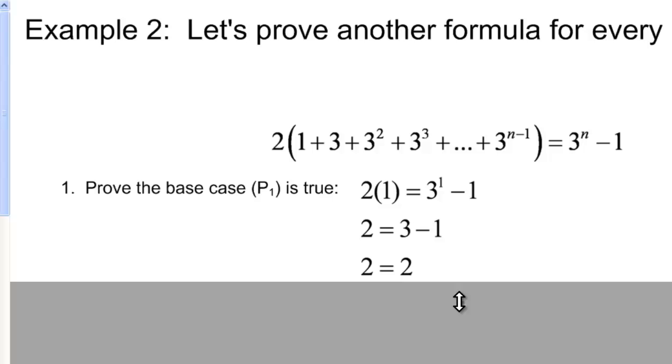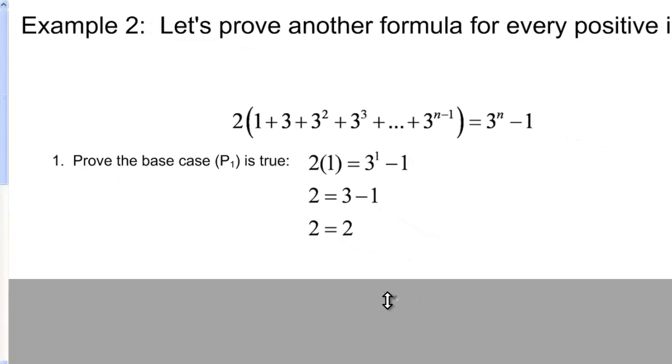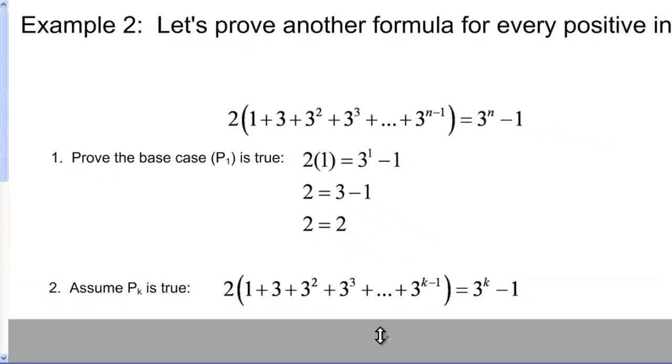The second step of mathematical induction is that we have to show that if we pick any k, any term in the series, we're going to assume that it's true. So I'm going to assume p sub k is true. If I take 2 times (1 plus 3 squared plus 3 to the third plus 3 to the fourth plus 3 to the fifth, all the way to 3 raised to the k minus 1), because I'm substituting in k for n, it should yield 3 to the k minus 1. We are assuming this is true.